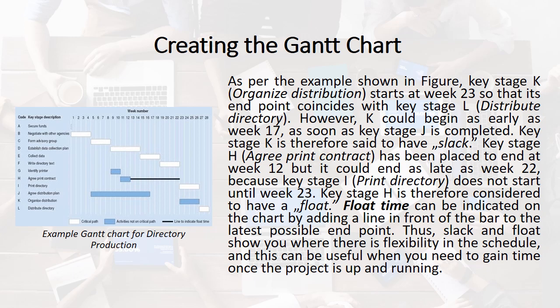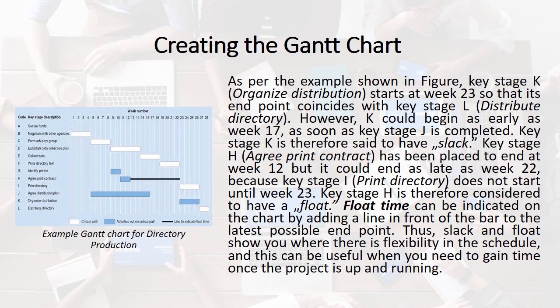As per the example shown in the figure, key stage K, organize distribution, starts at week 23 so that its endpoint coincides with key stage L, distribute directory. However, K could begin as early as week 17, as soon as key stage J is completed. Key stage K is therefore said to have slack.